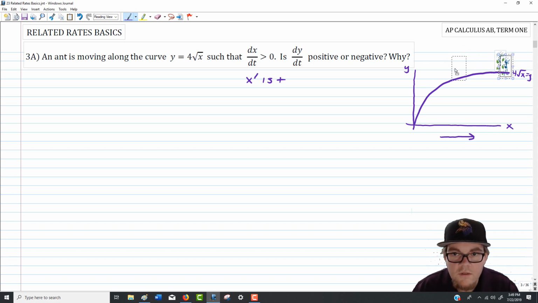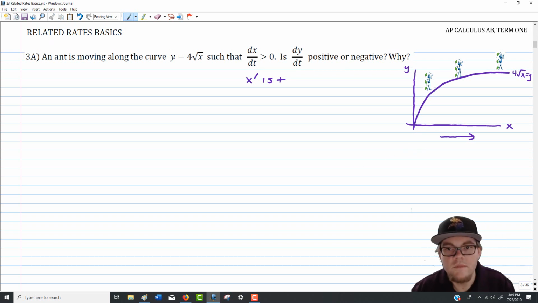In fact, I realized I could just do this. Let's see where it's moving by adding arrows. So it's moving in that direction.